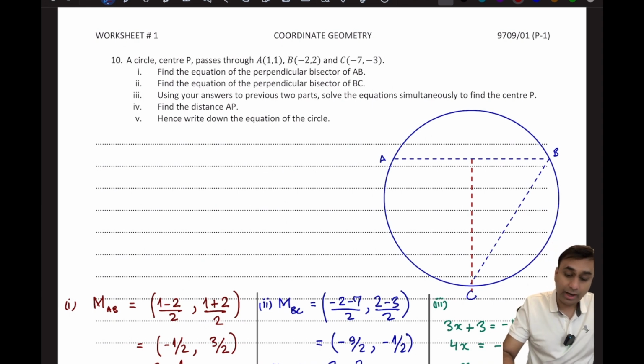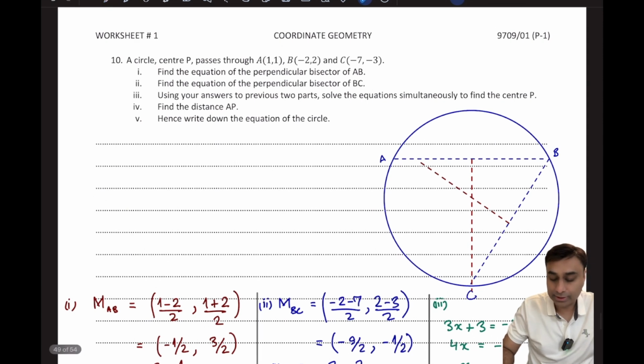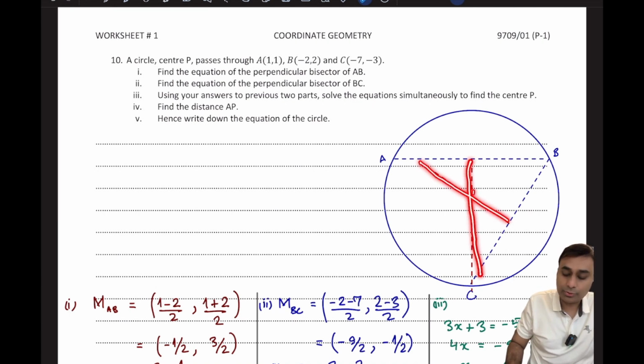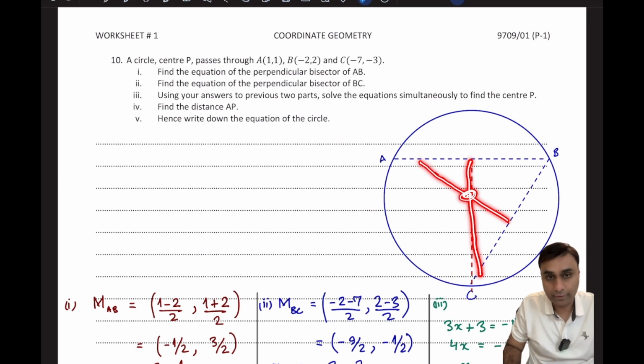Now, if you consider another pair of points, let's say B and C over here, and you find out the perpendicular bisector of these 2 points as well, so you know that this must also be passing through the center. So if this line is passing through the center and this line is also passing through the center, if I solve these 2 lines simultaneously, I will be able to get the point of intersection, which must be the center of the circle. Since the center must lie on this line and the center must lie on this line, then it must only be at the point of intersection of these 2 lines.